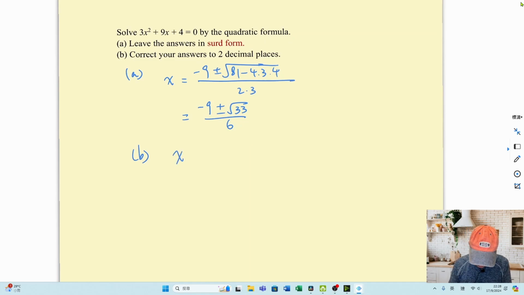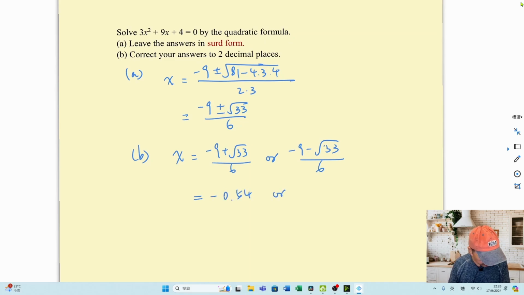So the first step, we separate the two solutions, and then we use the calculator to find out the values, and then correct to 2 decimal places. So the first one is negative 0.54. The other one is negative 2.46.